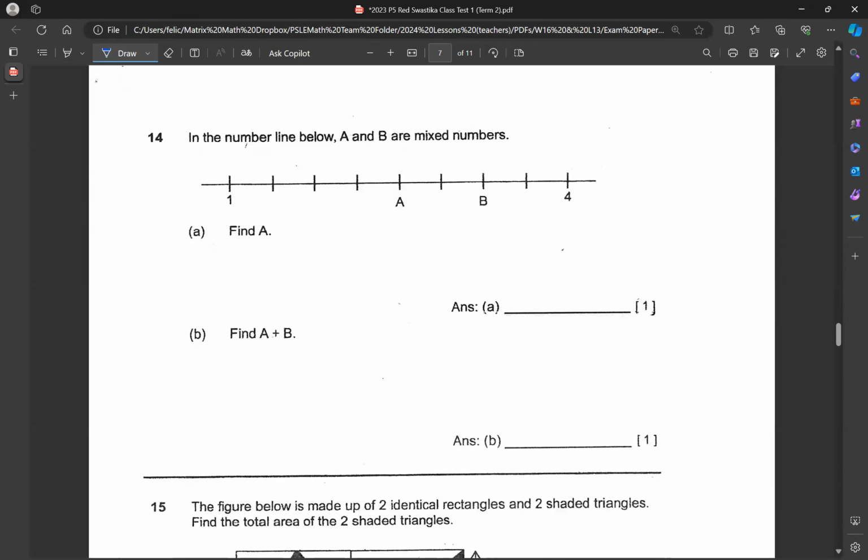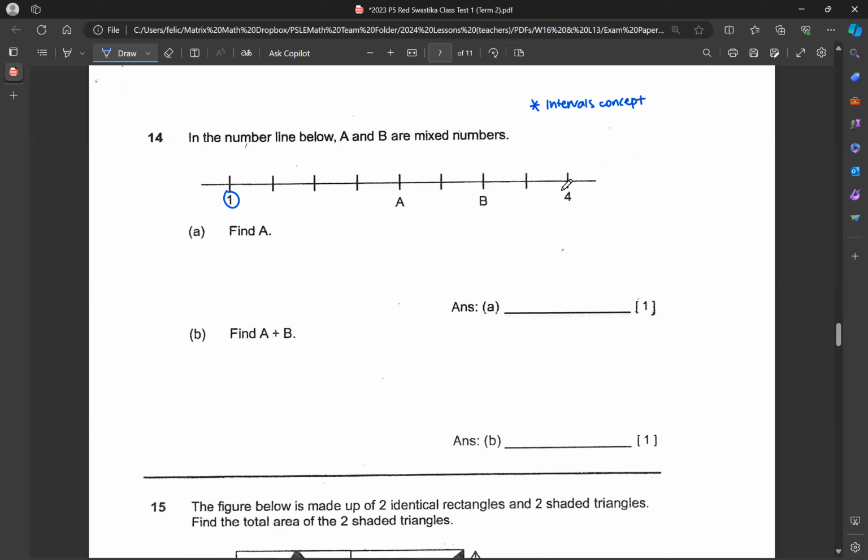Okay, question 14. So question 14, in the number line A and B are mixed numbers. Find A. All right, so notice that along the number line there are many points and markings, many gaps also, and the two numbers that they have given us is 1 and 4. Okay, very far away. So what you can consider doing is use the intervals concept method.